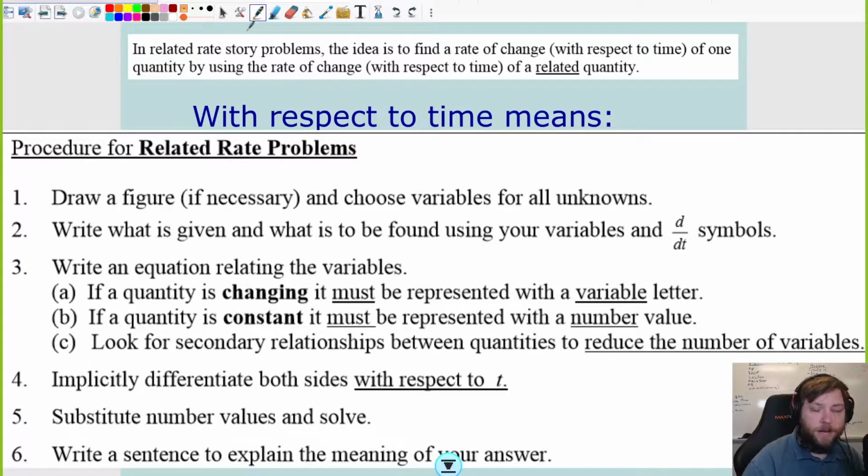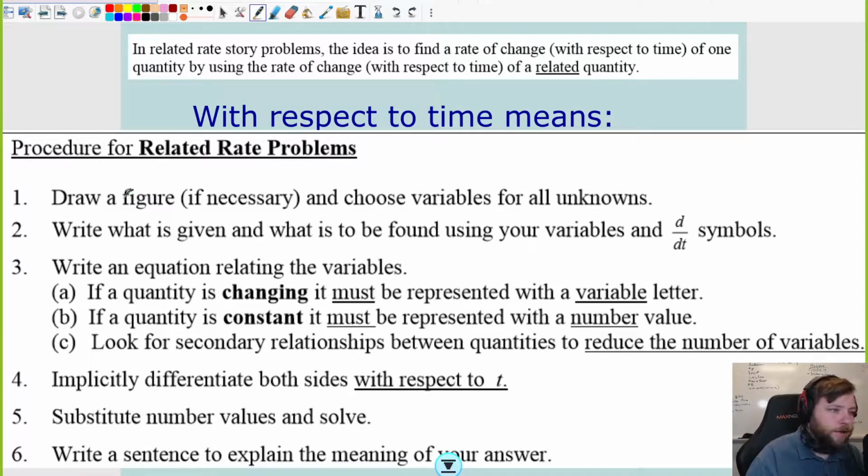The Khan Academy stuff actually breaks it down better. They break it down into just identify things that you know, identify the expression. But I'm just going to do this as one big problem. So there's a procedure for this.